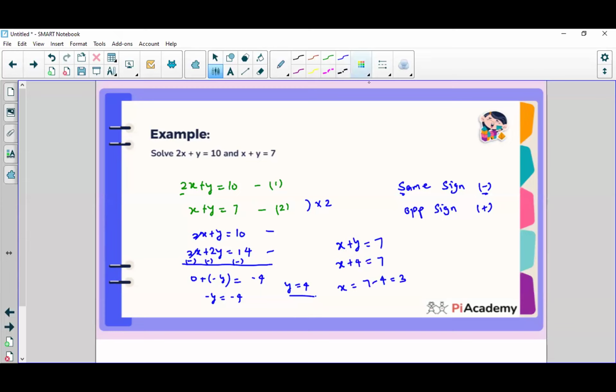which is equal to 3. So I got my answer here, which is x is 3 and y is 4, and this is my final answer. Yes, guys, I hope everyone agrees with that. Just give me a thumbs up, guys. Very good.